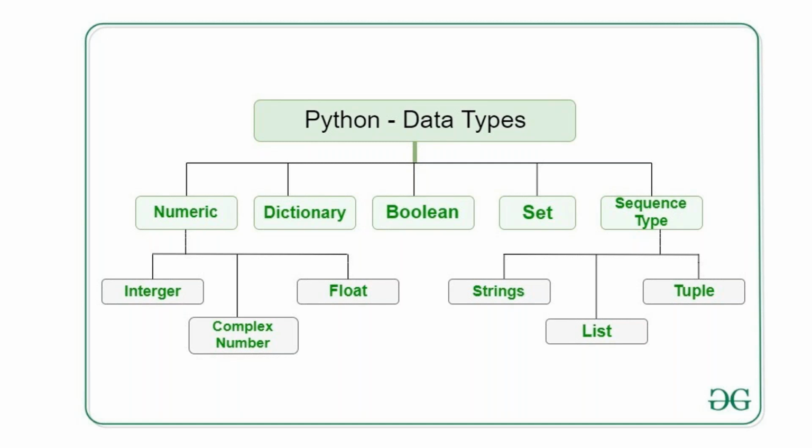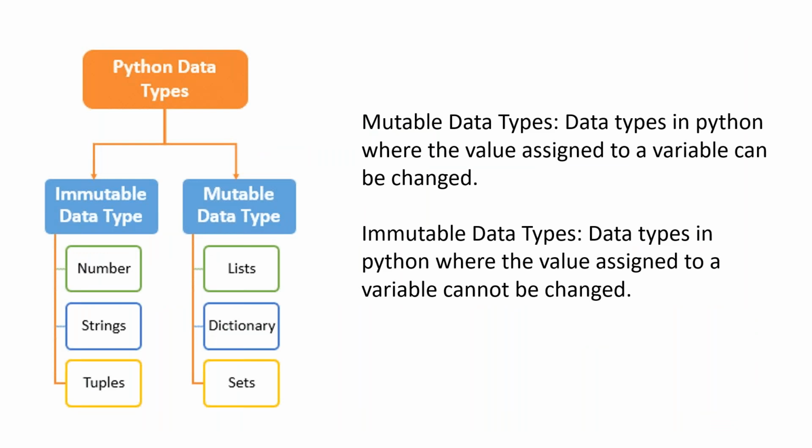If you have the string, list, and tuple, you have it. So let's look at it in a different way: immutable data types and mutable data types. Mutable data types in Python are those where the value assigned to the variable can be changed. These are the variables which you can change. And immutable means you cannot change.